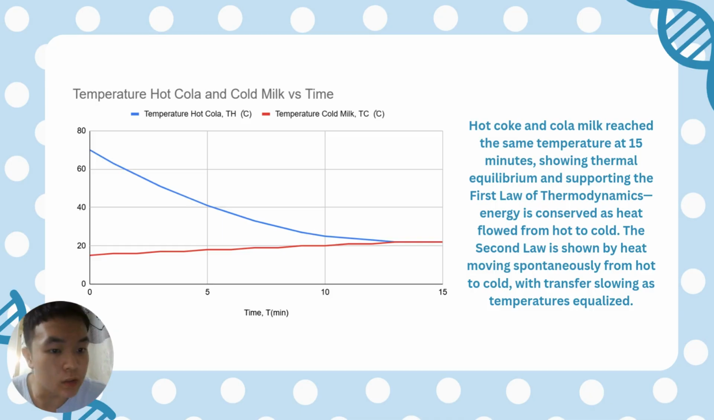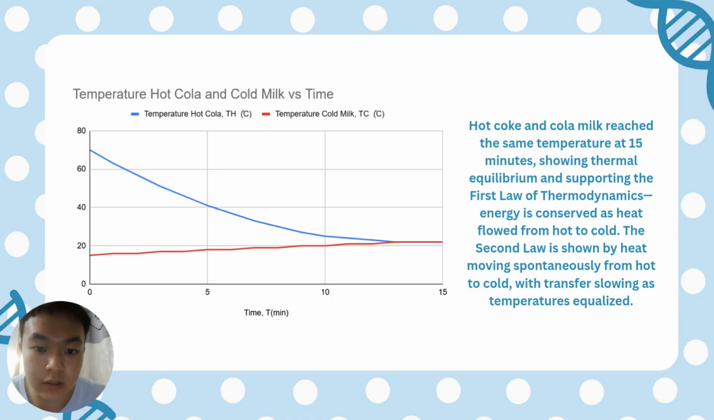To explain our graph above, the temperature of hot cola and cold milk versus time. As you can see from the graph, the temperature of the hot cola, which is the blue line, started from a very high temperature of 70 degrees Celsius and went down, decreasing, and the temperature of the cold milk increases, and they align at the end of several minutes, at the 50 minutes time, which shows that it is at thermal equilibrium.